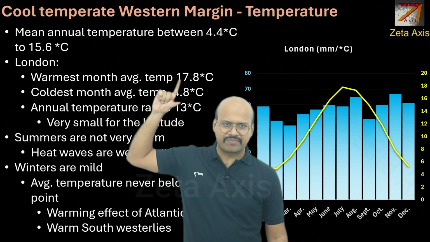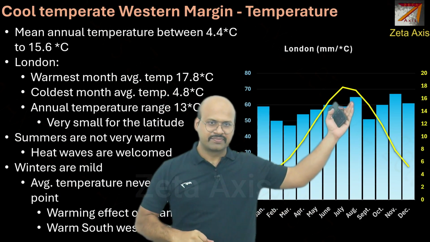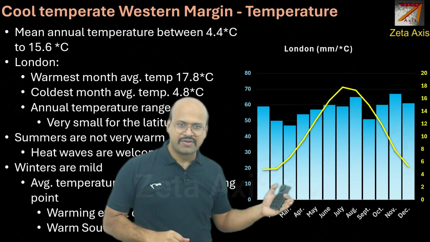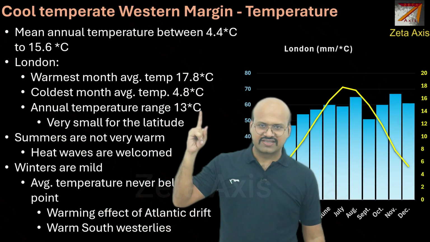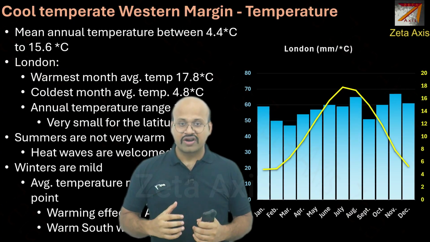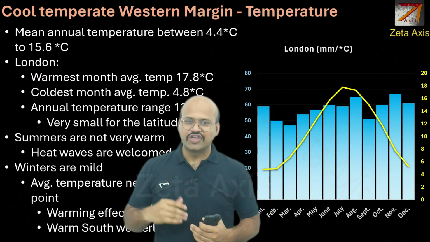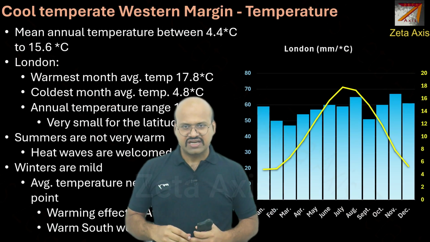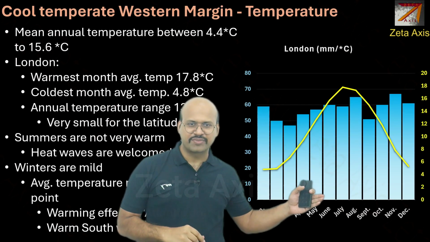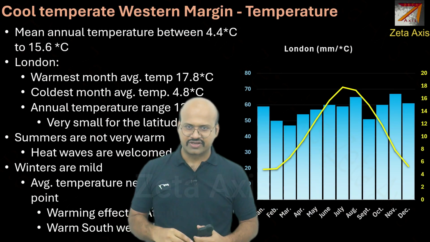If you see the gap between the maximum average monthly temperature and minimum average monthly temperature, we can clearly see that it is small. It is about 13 degrees Celsius, and this is very small for such high latitude. When you will see Siberian region, they will have very high difference in the temperature. In fact, the minimum temperature would touch -30 and -40.